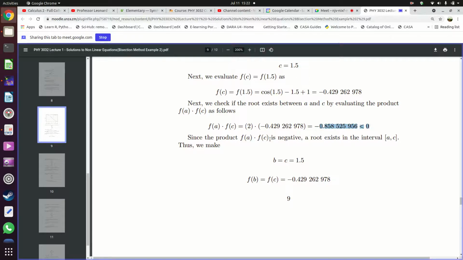What this negative is showing is that between A and C, the function cuts the x-axis. So there is a change of sign from A, which is positive, to C, which is negative. So between A and C, our function cuts the x-axis. Is that clear?